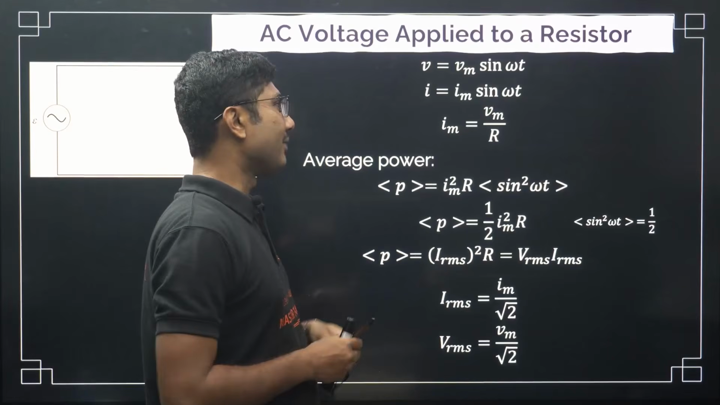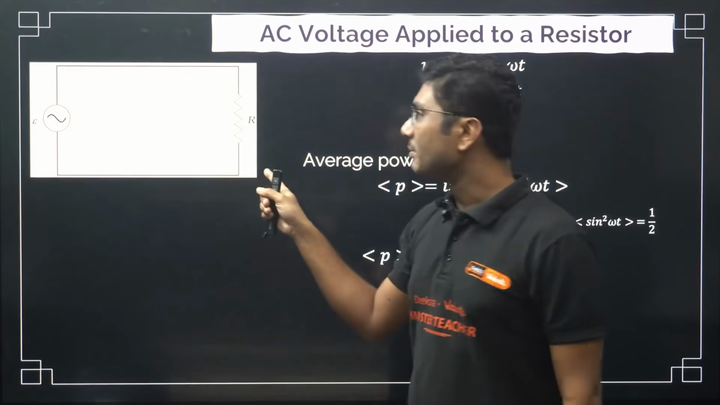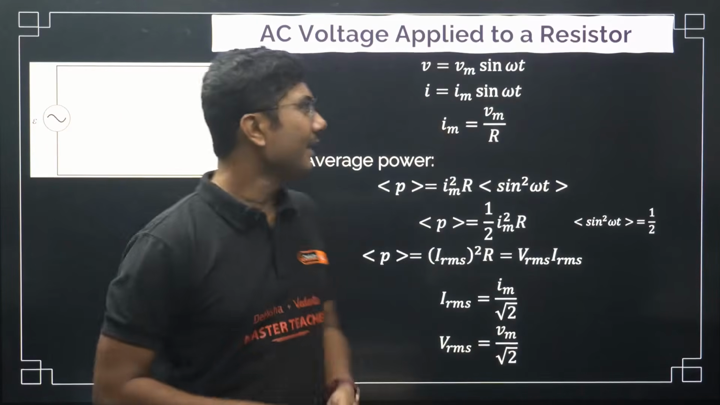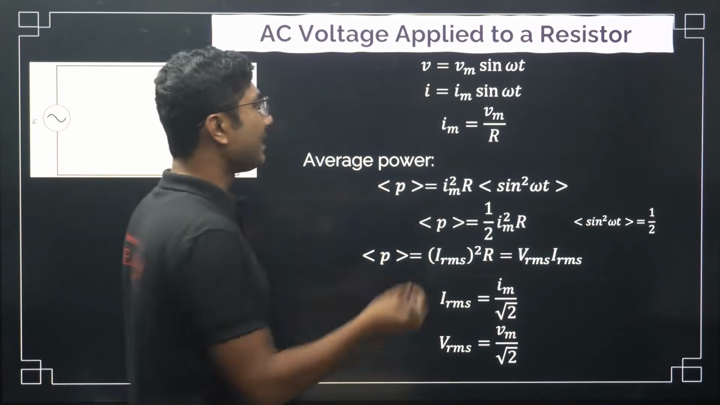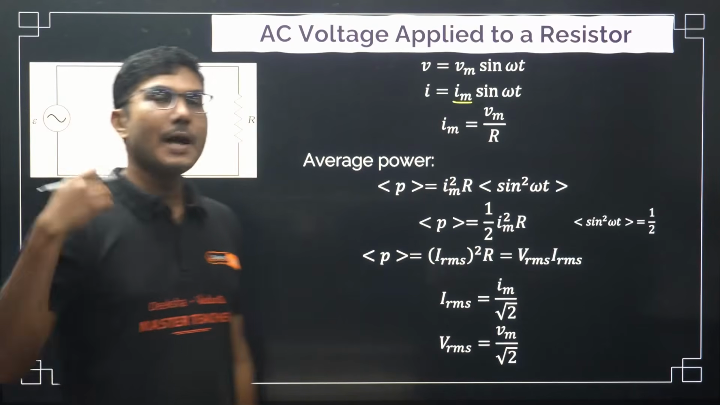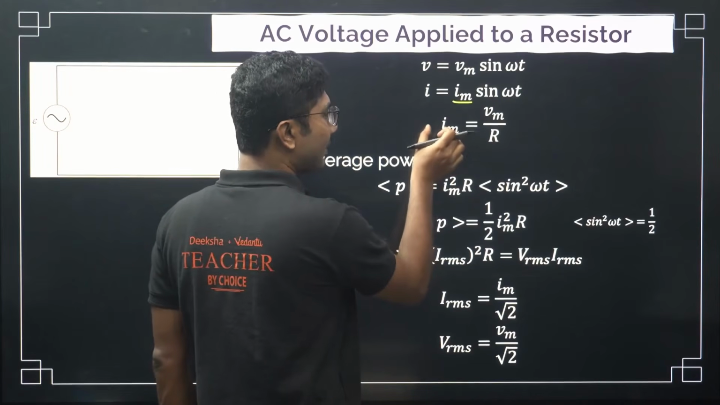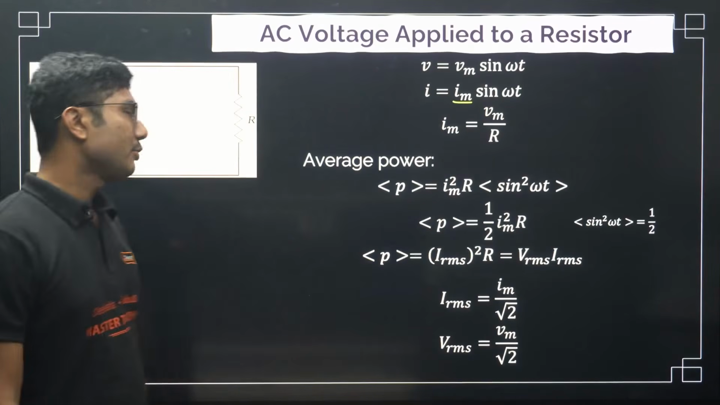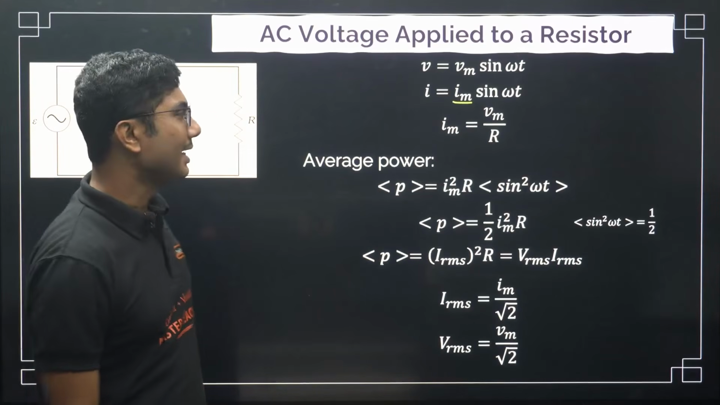We will see that in a while, but because only a resistor is used, a simple resistor, and an AC source is applied across the resistor, the current is given by Im sin omega t, where Im is the amplitude of the current, or maximum value of the current. Amplitude means maximum value. So the maximum value or amplitude of current is given by Vm divided by R. Maximum voltage divided by R will give you the maximum current in this case.